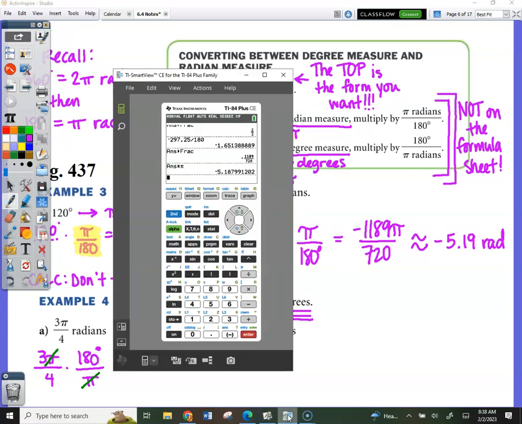All right, so then you go to your calculator. You have to know how to type this in. You can use the math print mode, so then you don't mess it up. I see 3/4 times 180. So alpha y equals 3/4 times 180, and you get 135 degrees.